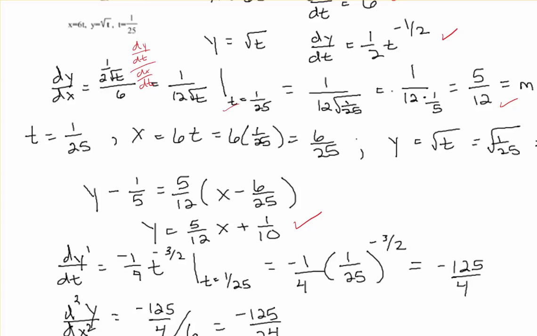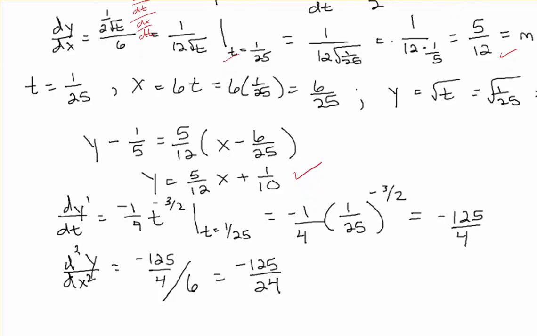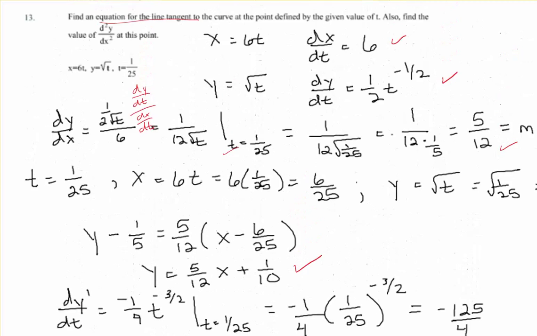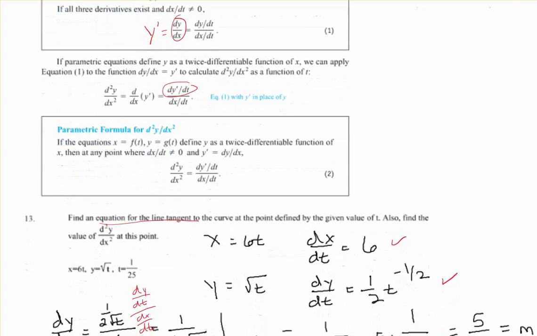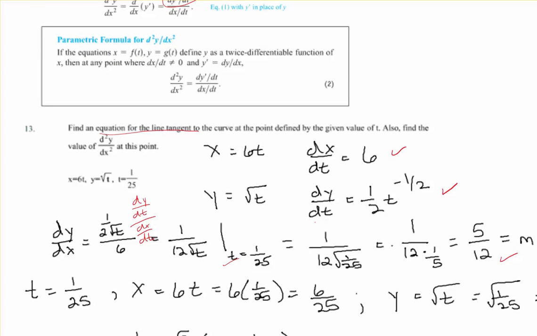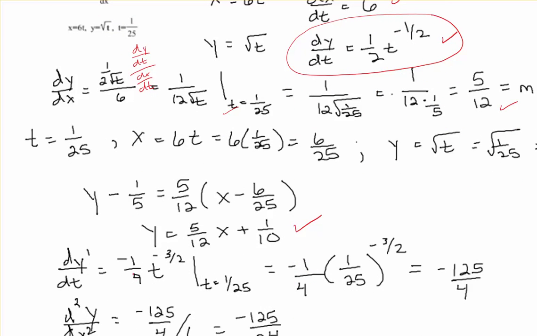What happened in my notes is right here when I was calculating dy prime/dt. So what I should have done to get that, to get dy prime/dt, is actually take the derivative of my dy/dx. But instead, I took the derivative again of this dy/dt. And so that's where I get the negative 1/4 t to the negative 3/2. So that's actually completely incorrect.